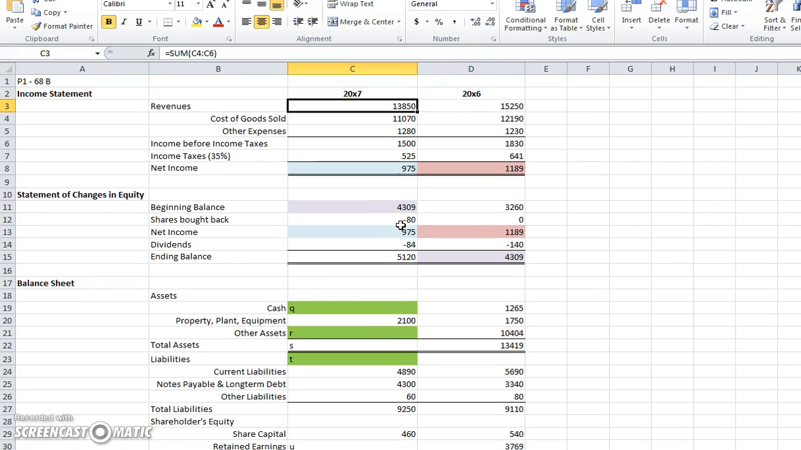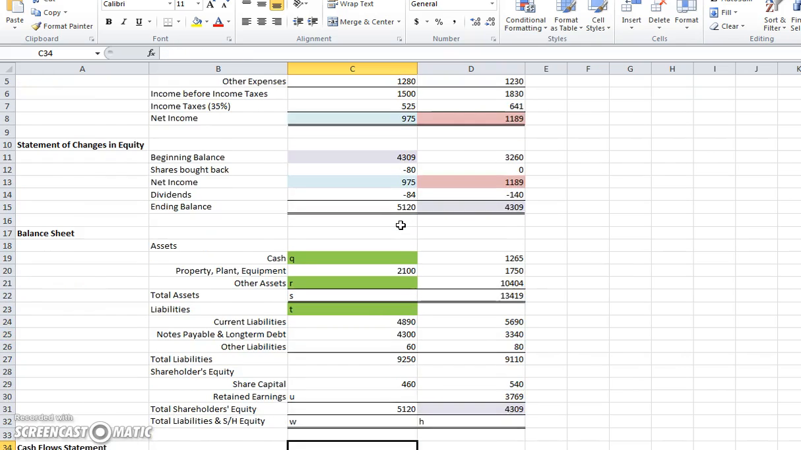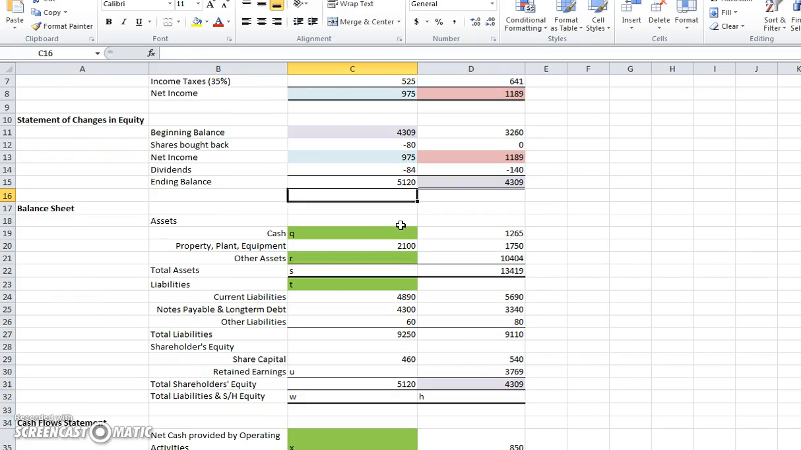We have finished 2 of the financial statements for 2000X7, the income statement and the statement of changes in equity. 2 more to go. We can do it. Balance sheet and cash flow statements. So with the balance sheet, remember, total assets must equal the sum of liabilities plus shareholders' equity.